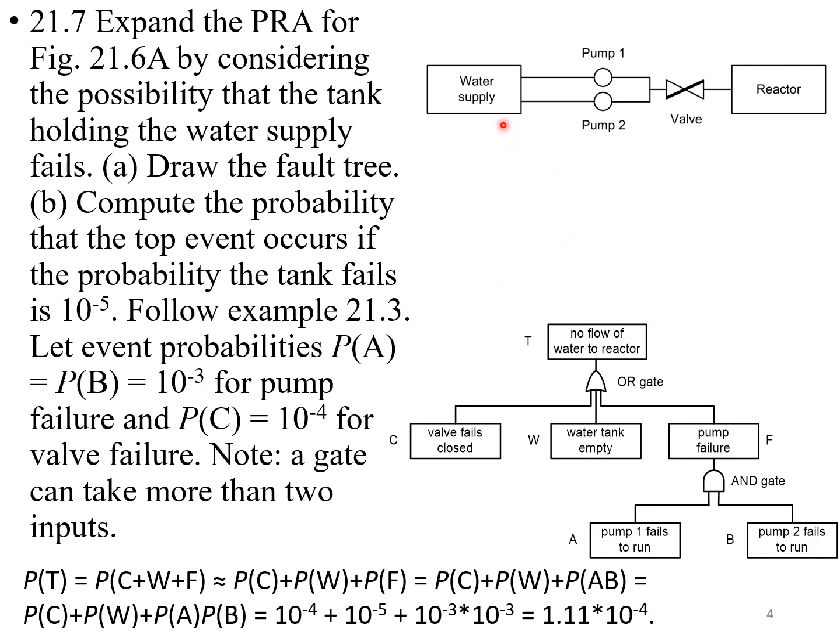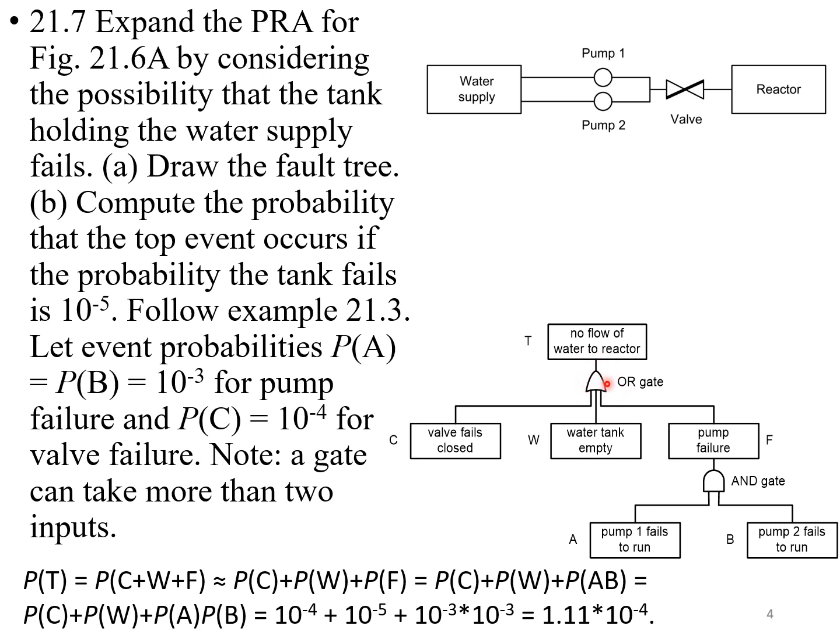And you see that water supply pumps and the valves, they are serial connection. Therefore, their relationship is OR. If there's no water supply, or all pumps fail, or valve fail, it will cause the reactor fail. So any one of these fail will cause no water to reactor. Therefore, after this top event, no flow of water to reactor, we have this OR gate.